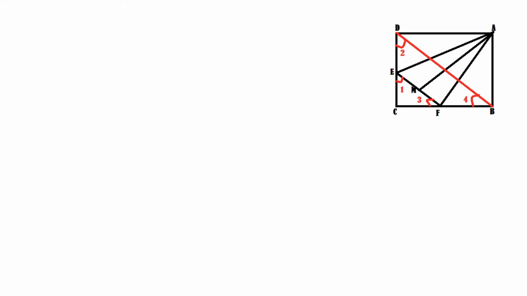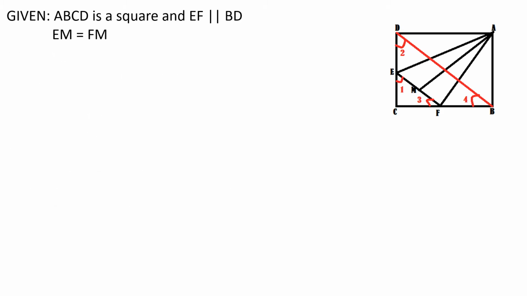Now, in this figure, first we have to prove that DE is equal to BF. First, let us see what is given in the question. ABCD is a square and EF is parallel to BD. Since EF is parallel to BD, we can say angle 1 is equal to angle 2, corresponding angles, and angle 3 is equal to angle 4, also corresponding angles. Let us name this as equation number 1.